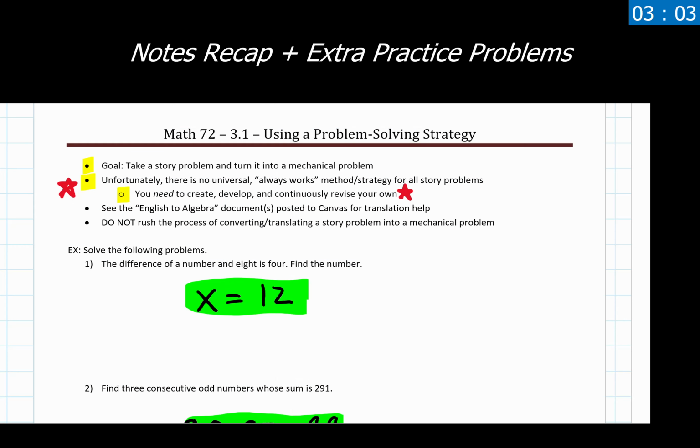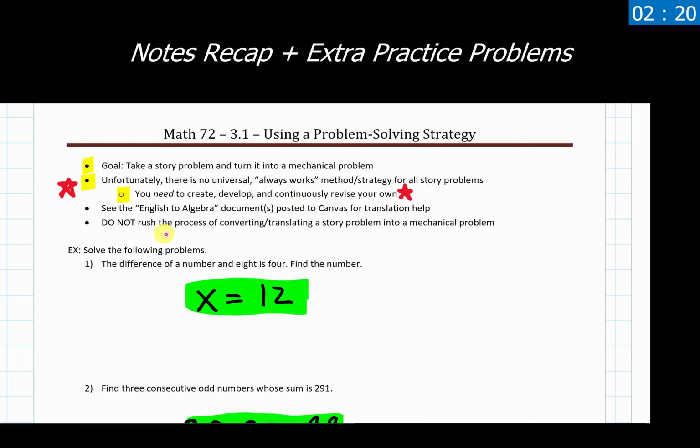So as a quick recap of what we covered in our video today, we went through a couple different ways that we can write out and set up and solve some story problems by turning them into mechanical problems. Again, any and all methods and ways that we wrote this out and visualize this, you can create and develop and continuously revise as you see fit. There is no universal this always works method or strategy for story problems. So if you saw things you really liked in the methods that we used today, you're more than welcome to use those. If you want to modify how you organize it for yourself, hey, go for it, make that happen, do it. Try some different things out.